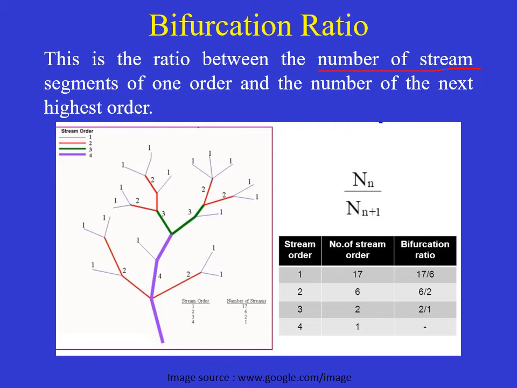So if I take an example, there are a number of first order streams in this basin, I count all these numbers. First you have to order all the streams, then you have to count all those numbers. After counting, first order streams are 17, second order streams are 6, third order is 2, fourth order is 1. So for bifurcation ratio, it will be 17 by 6. That means N1 by N2. Similarly, between second and third order, the bifurcation ratio will be N2 by N3. That means 6 by 2.